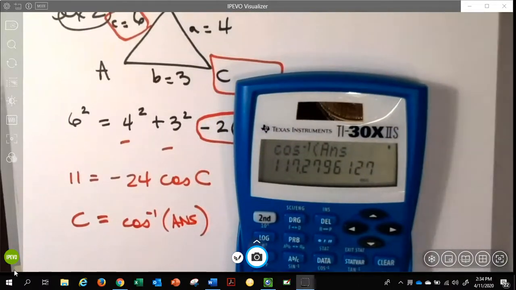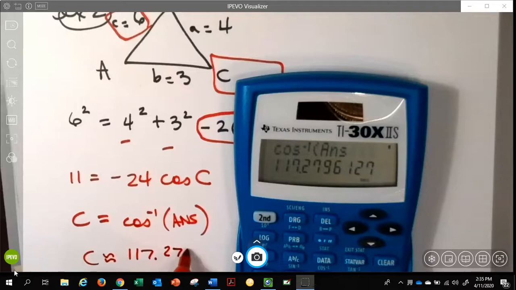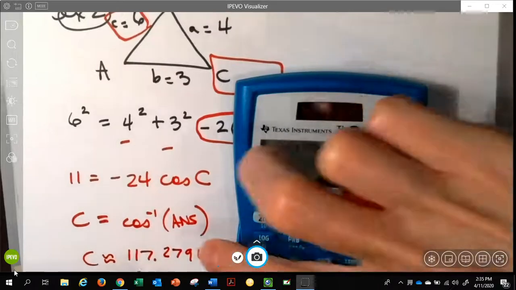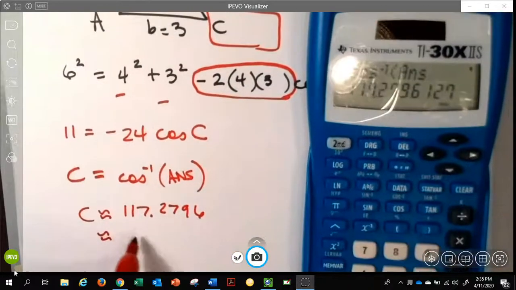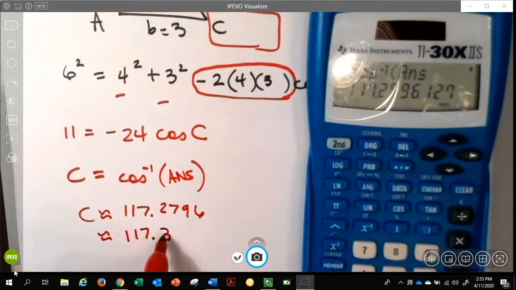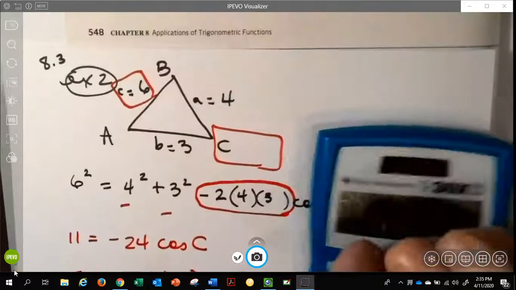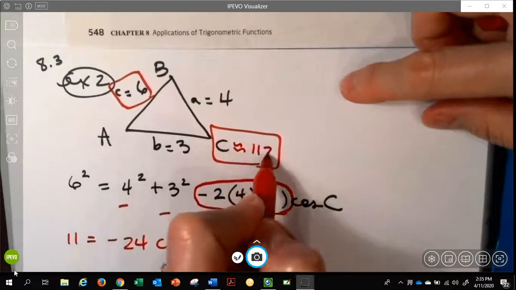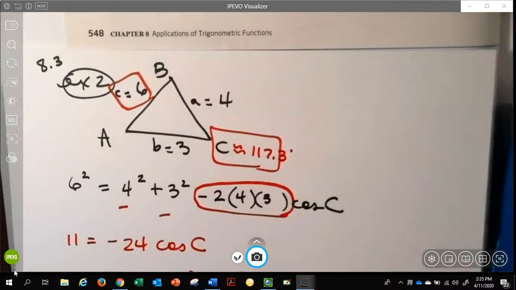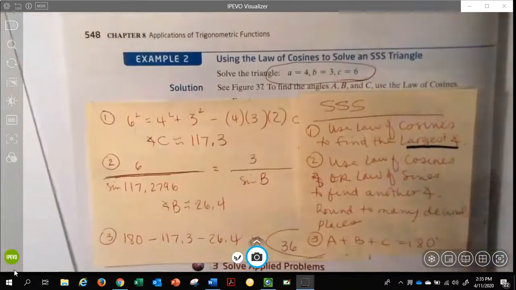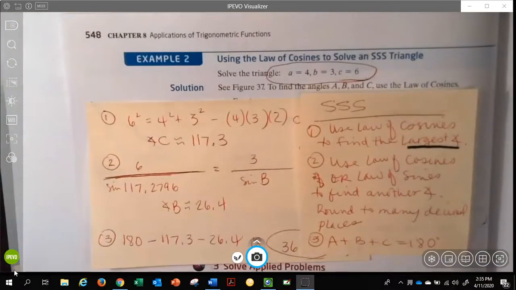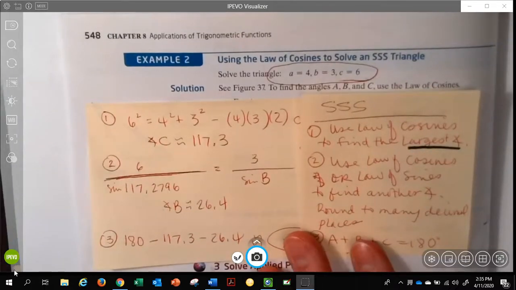an obtuse angle, which was predicted, and will be every time if I use the longest side. I have 117.2796, which is about 117.3 degrees. So we found the obtuse one. And now we can start using law of sines. Or you can go do the law of cosines again.